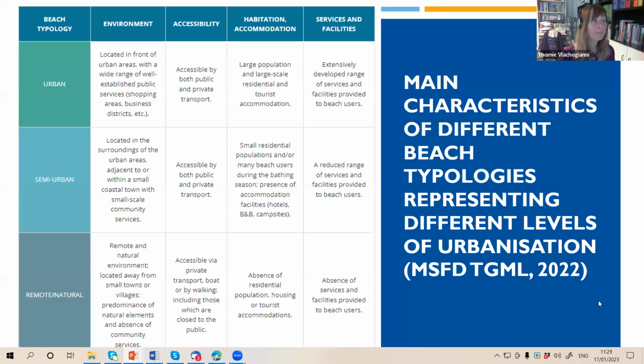And here is the classification of the different beaches based on some characteristics related to the environment in which these beaches are located, their accessibility, the habitation and accommodation, and the services and facilities that are on the beaches. These beaches are classified as urban, semi-urban, and remote or natural, depending on the specifications that they have in accordance with this table.